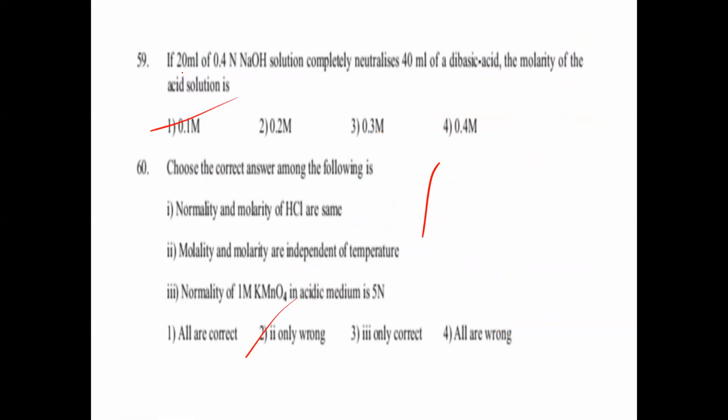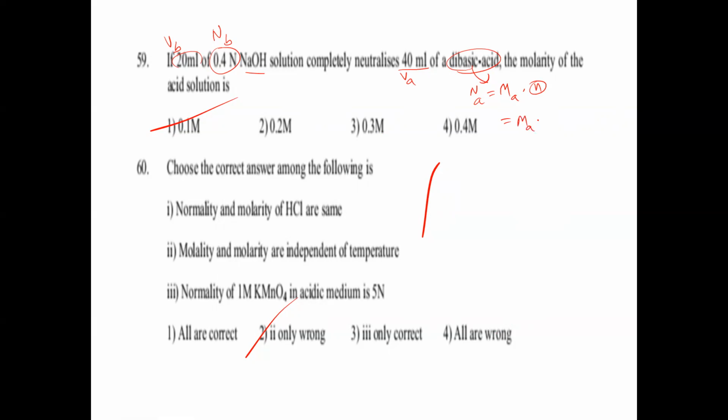So next one: 20 ml of 0.4 normal NaOH. Here the volume of base and the normality of base are given. A solution completely neutralizes 40 ml of acid here. The volume of acid is given, and they said dibasic acid. Dibasic acid means the normality of the acid must be equal to the molarity of acid into N factor. N factor is 2 here. So the molarity is to be calculated, they asked.